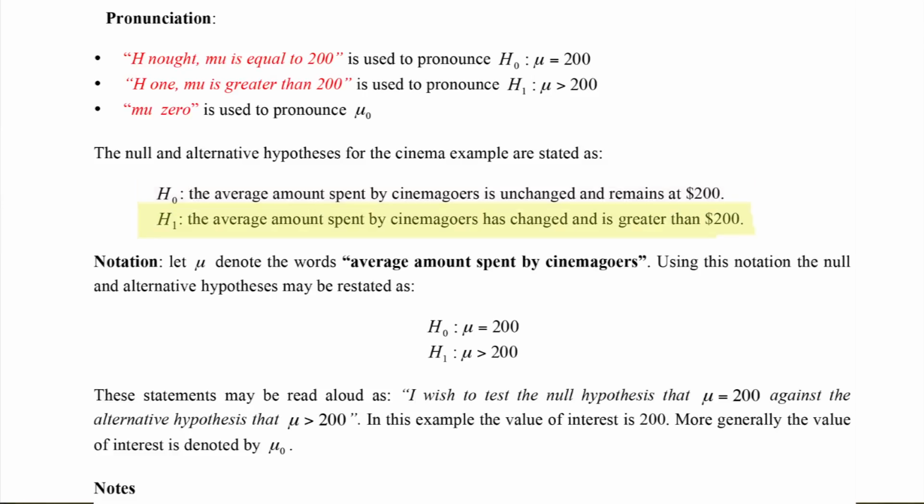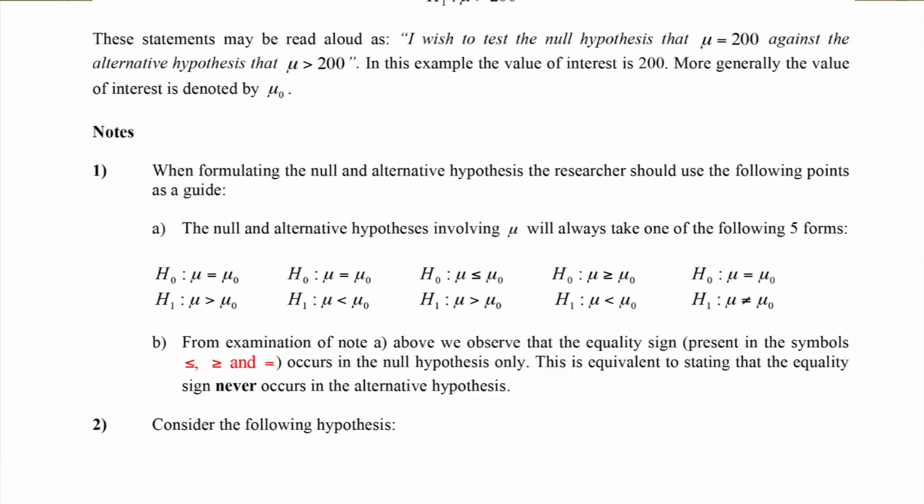Let's go down to H1. Mu, the average amount spent by cinema goers, is greater than 200. Nice one. So all we've done, and by the way, we haven't gone into any mathematics yet, is replace English sentences with mathematical symbols, which are a lot shorter. These statements may be read aloud as, I wish to test the null hypothesis that mu is equal to 200 against the alternative hypothesis that mu is greater than 200.